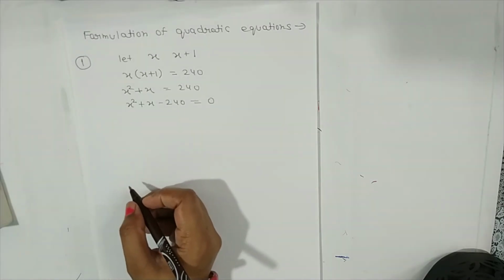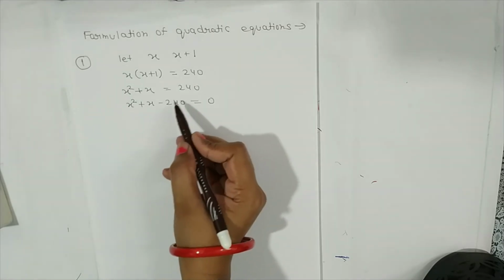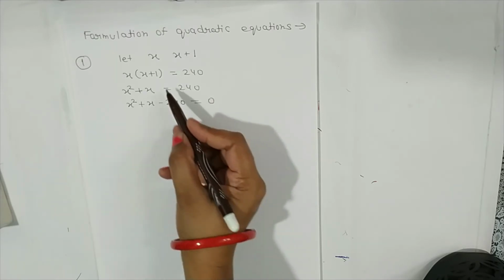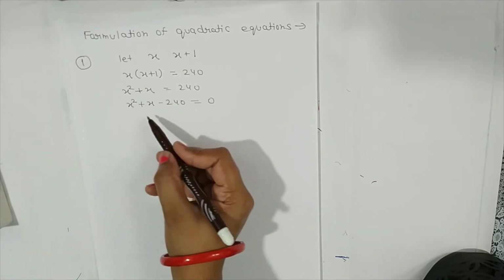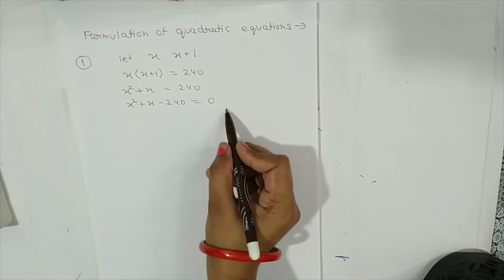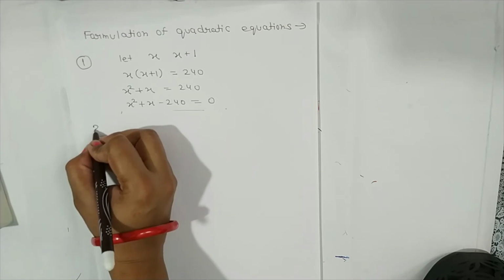Now, the question is to formulate the quadratic equation. If the question says to find the solution of this quadratic equation, then we have to solve it. Otherwise, this is the answer. Now move on to the second question.